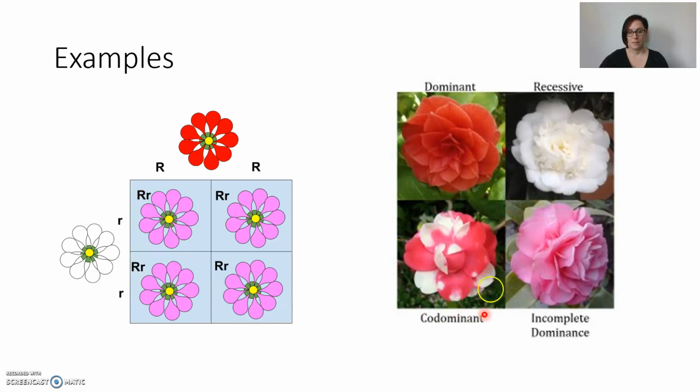So if we compare our codominant here to our incomplete dominance using the same types of parents, we're just handing down the same types of alleles, but we're expressing them in different ways phenotypically.